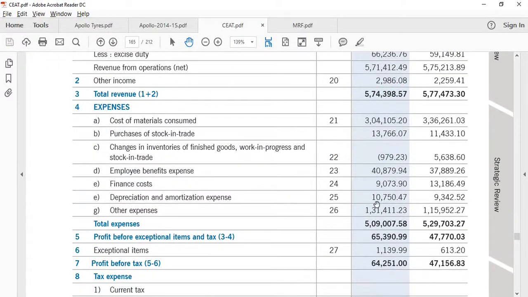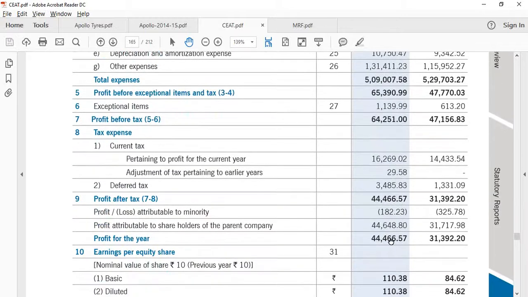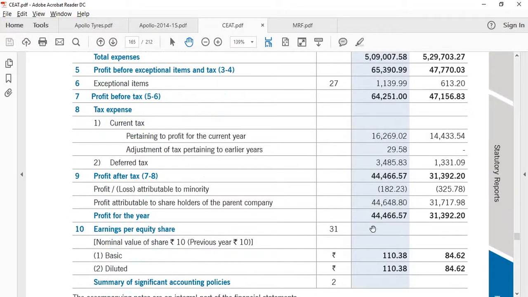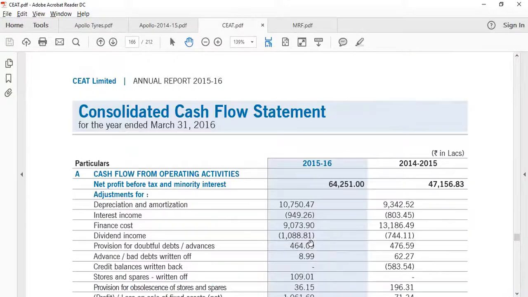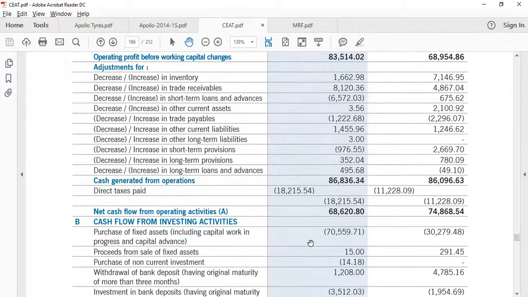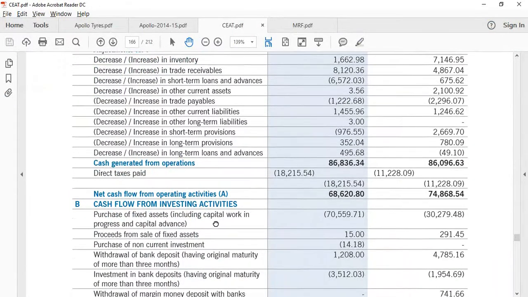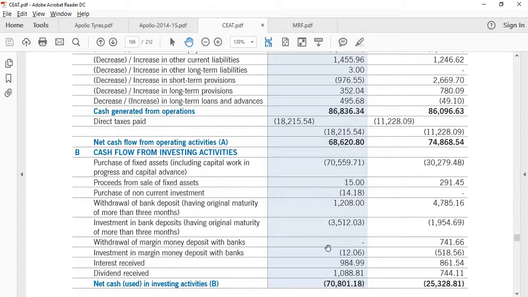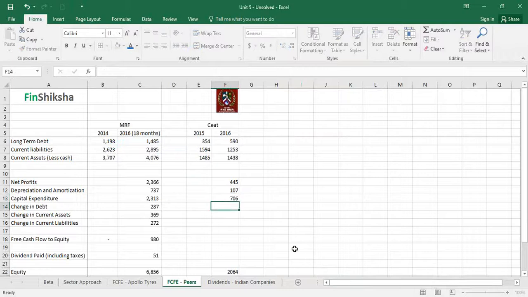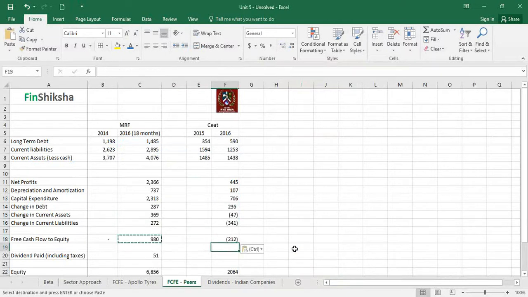Let's look at depreciation numbers, 107. Let's look at profit after tax numbers. That's 444. So 445 is what I'm going to put in here. Depreciation is 107. Capex is going to come from my investing activities. Purchase of fixed assets, including capital work in progress, that's going to be 706 crore approximately, right? So 706 crore. I can just copy and paste these headers. I can directly calculate this and put it here. So there's a negative cash flow this year.